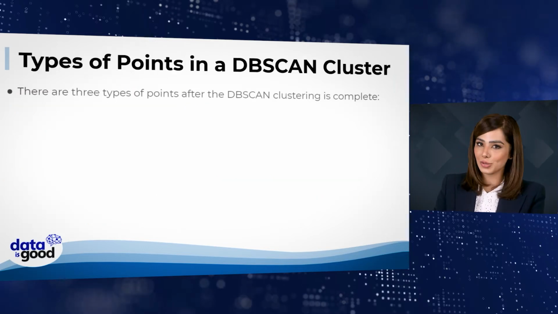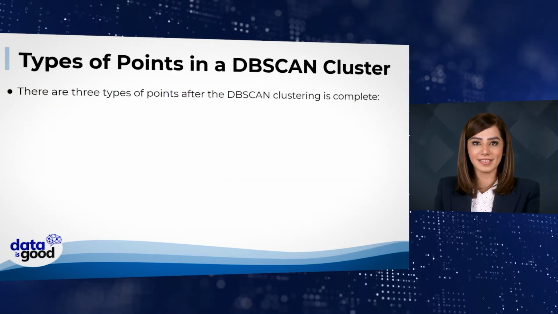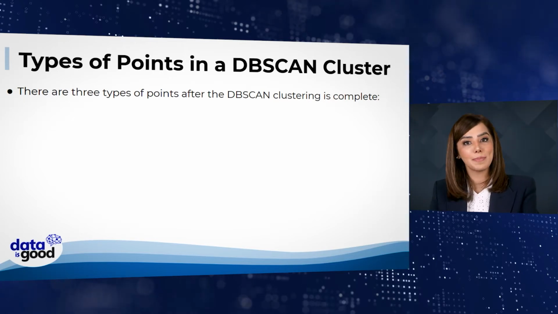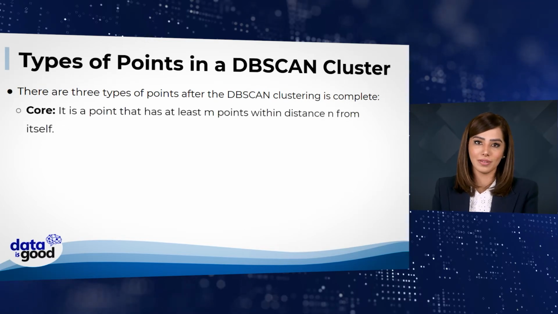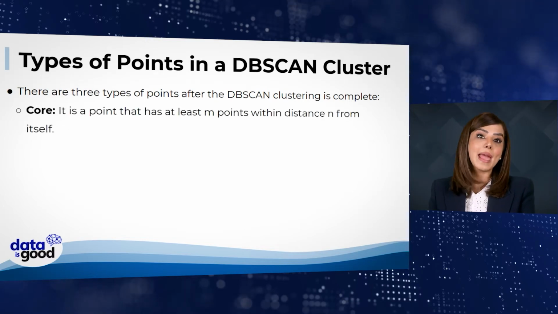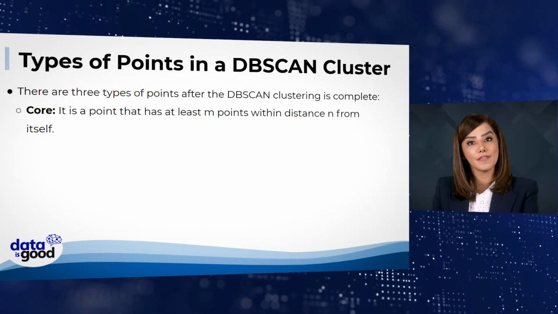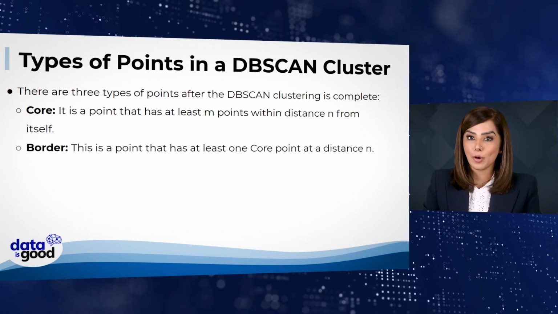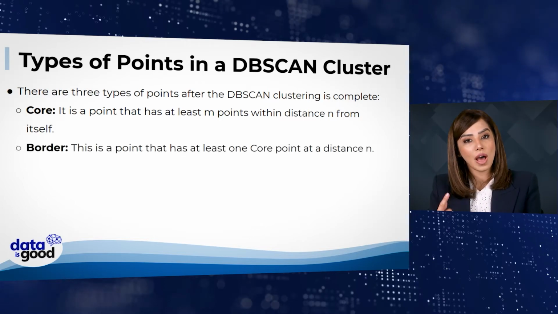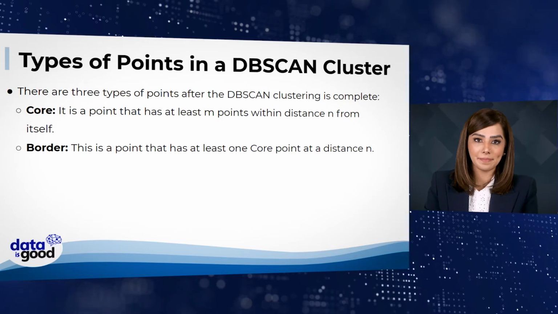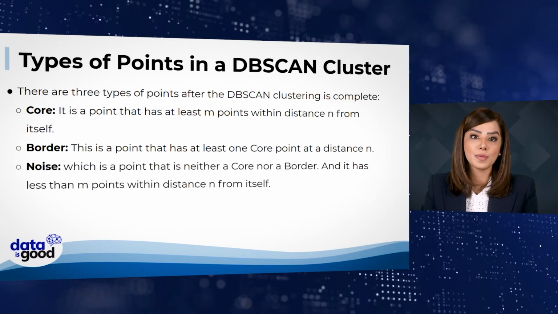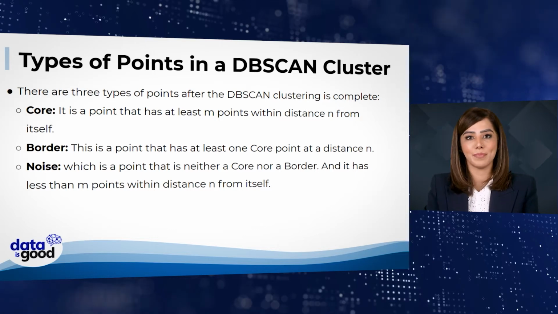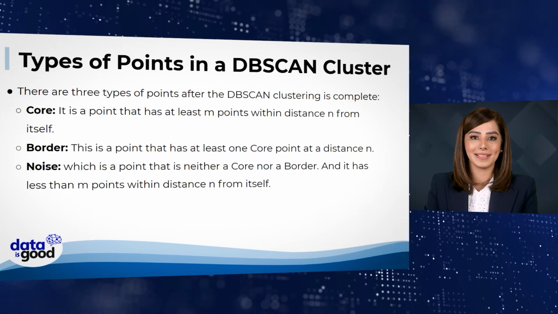There are 3 different types of points in the clusters after the DBSCAN clustering is complete. Let's understand them. The first type of point in the cluster is the core. The core is a point that has at least m points within distance n from itself. The second type of point is the border. The border is a point that has at least one core point at a distance n. And finally, the noise, which is a point that is neither a core nor a border. It has less than m points within distance n from itself.